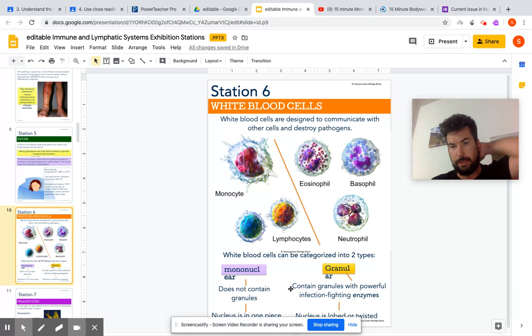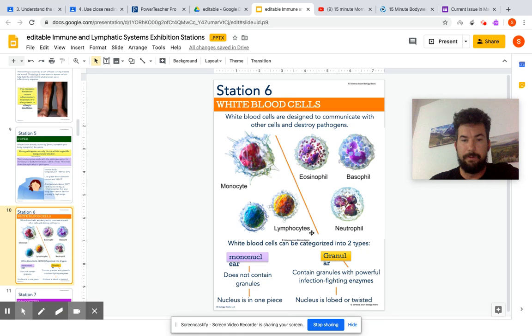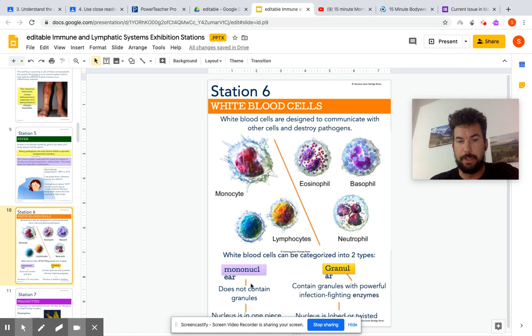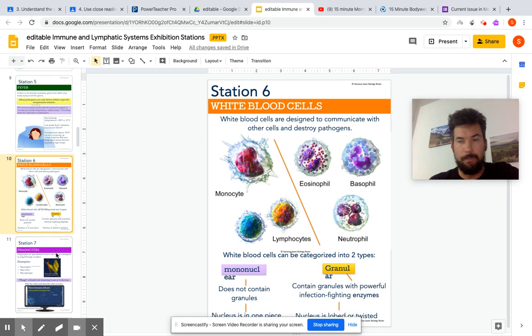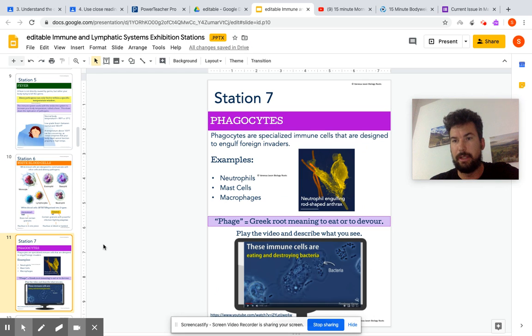Really, we can talk about all of these different white blood cells. I'm going to try and keep it simple for you. We have two types: mononuclear, where the nucleus is in one piece, and granular, where the nucleus is in multiple pieces. Some of the ones we'll talk about in a little more detail are probably the basophil and the lymphocytes. So the first one, and the one that's really important, are the second layer of defense.